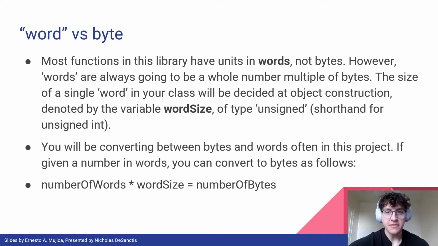Now, let's talk about the distinction between words and bytes. Many functions you'll have to make in this project will have their units listed in words rather than bytes. But essentially, words are just some whole number multiple of bytes. The constructor for your class will have a word size parameter directly, which is an unsigned int. The word size will come into play quite often, so make sure you keep track of that somewhere in your memory manager class.